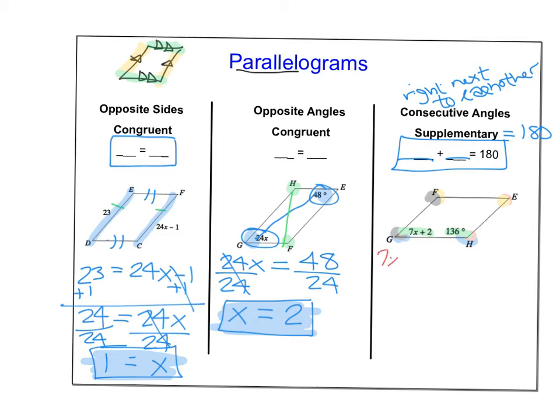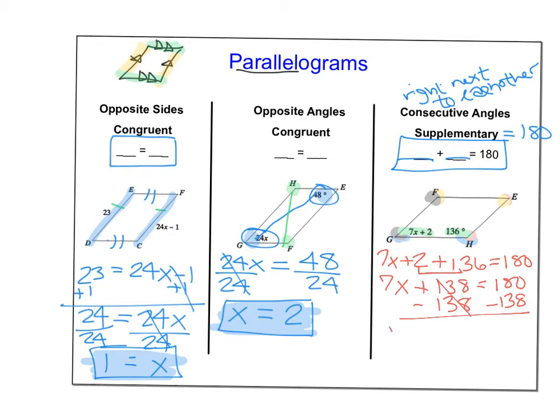So I'm going to set up 7x plus 2 plus 136 equals 180. I'm going to start by combining my like terms. So I have 7x plus, adding these two together, 138 equals 180. Now I'm going to subtract 138 from both sides. That leaves me with 7x equals 42. Then I'm going to divide both sides by 7. So x equals 6.